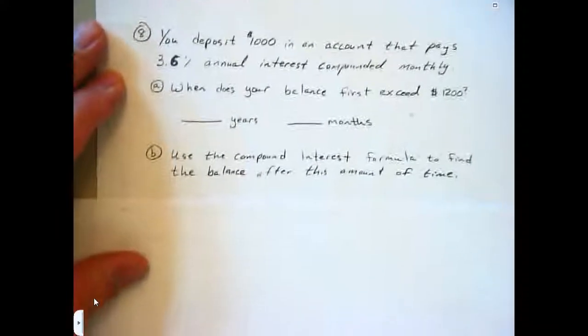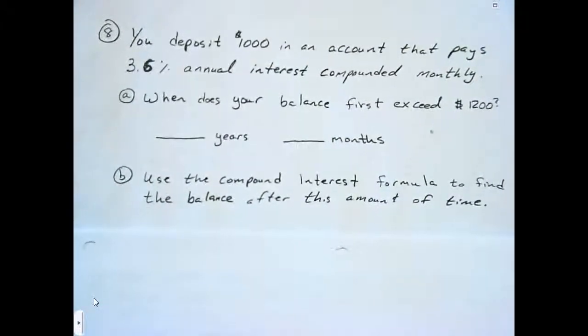So number 8, you deposit $1,000 in an account that pays 3.6% annual interest compounded monthly. Part A, when does your balance first exceed $1,200? In how many years and how many months? And Part B, use the compound interest formula to find the balance after this amount of time.